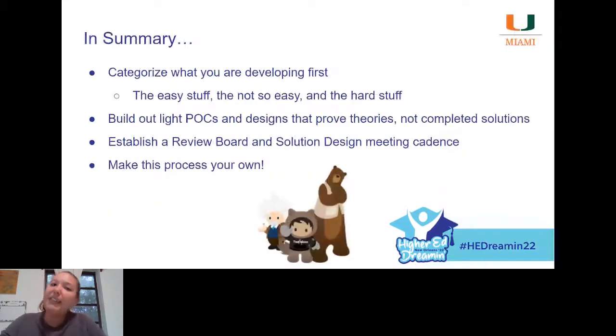So in summary, when you're getting started, you want to categorize what you're developing first. Again, the easy stuff, the not so easy, and then the hard. Build out light proof of concepts and design that prove theories, not completed solutions. Establish a review board and solution design meeting cadence, and make this process your own.